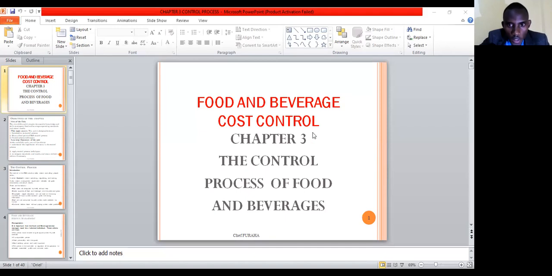Let's go to chapter 3 of the course that we started, which is food and beverage cost control. This chapter is called the control process of food and beverages. If we say control process, we mean all the steps, techniques, and all different ways we should use to ensure that we have an effective control process in our establishment.